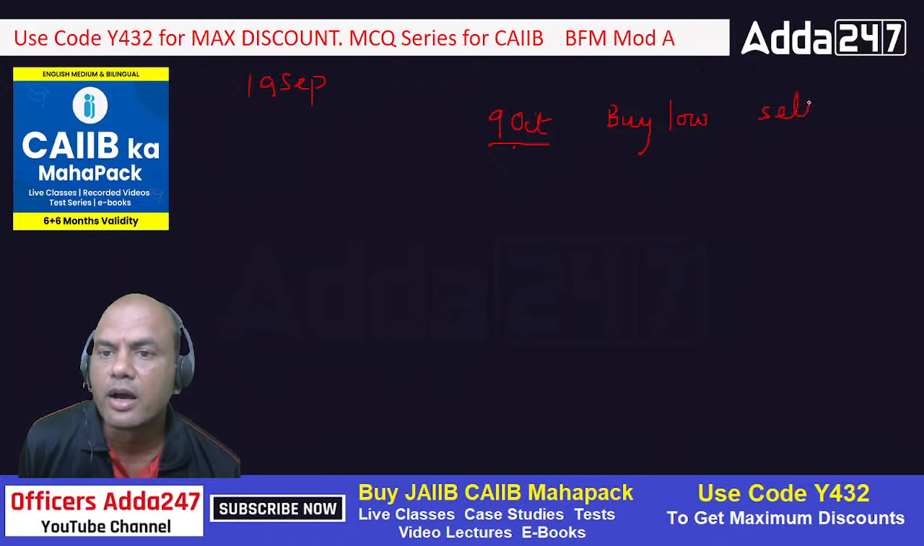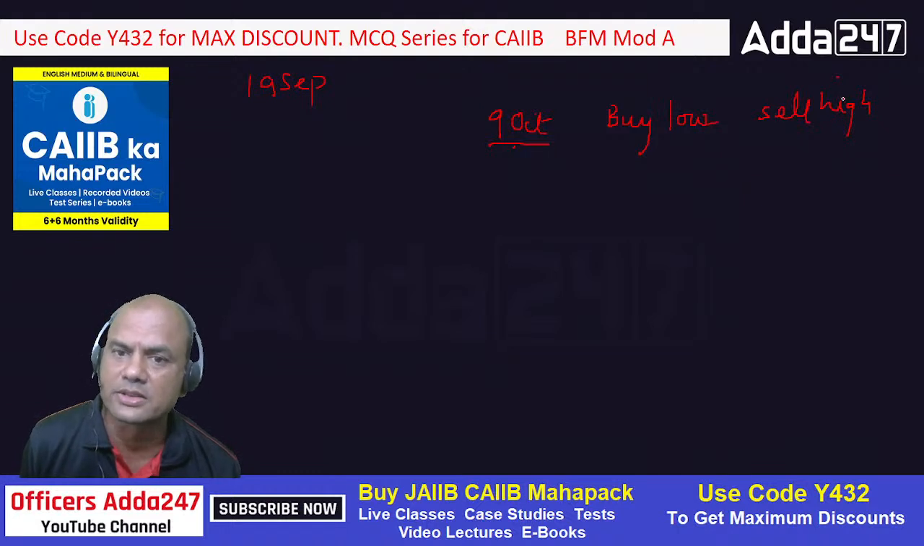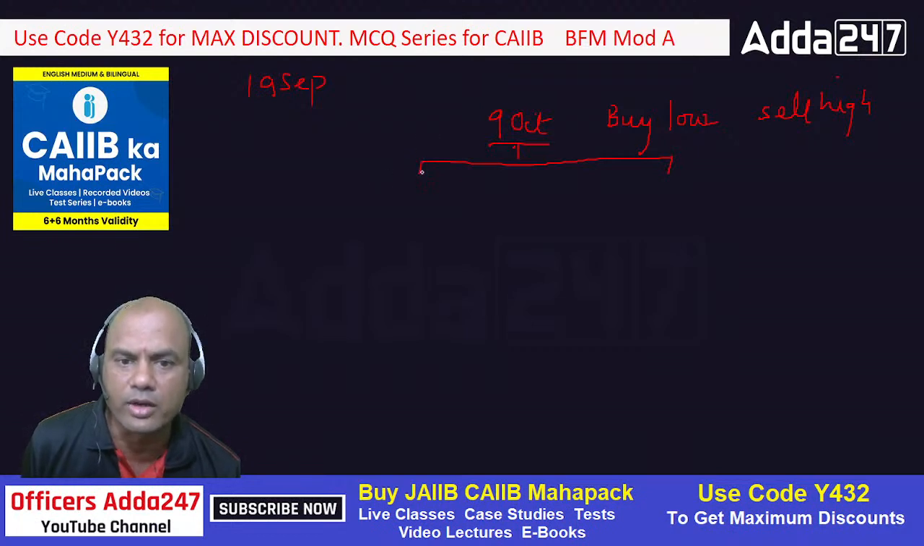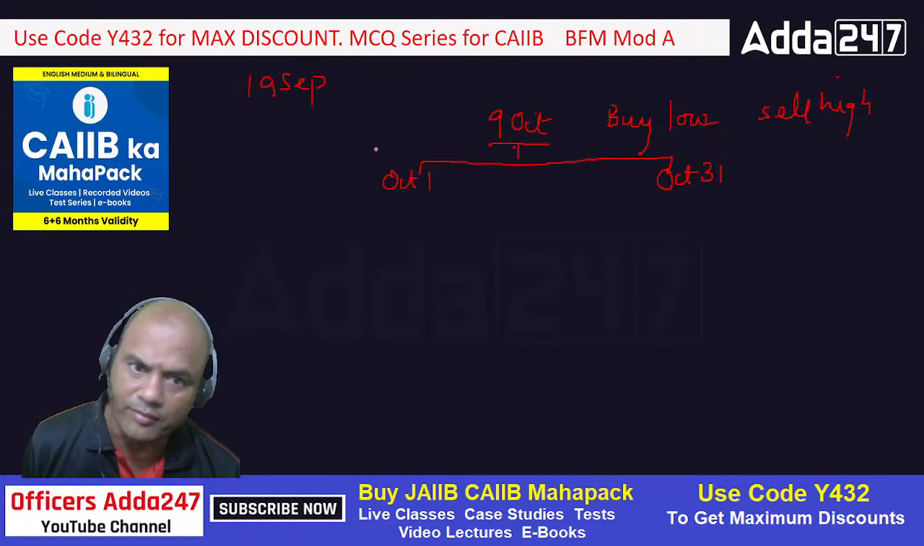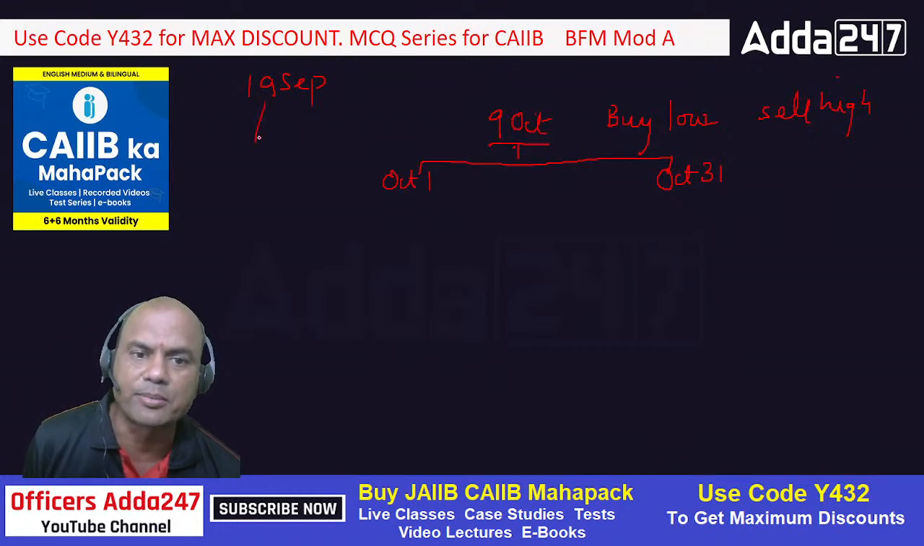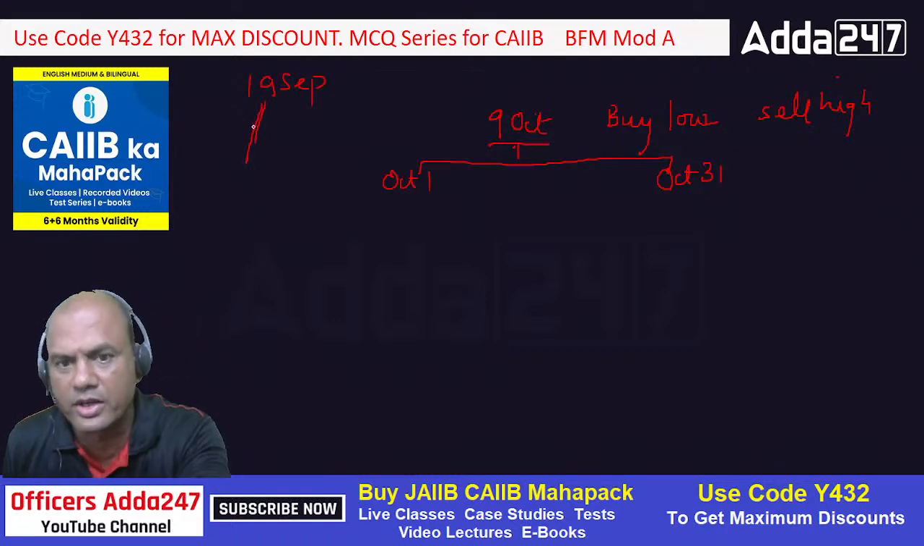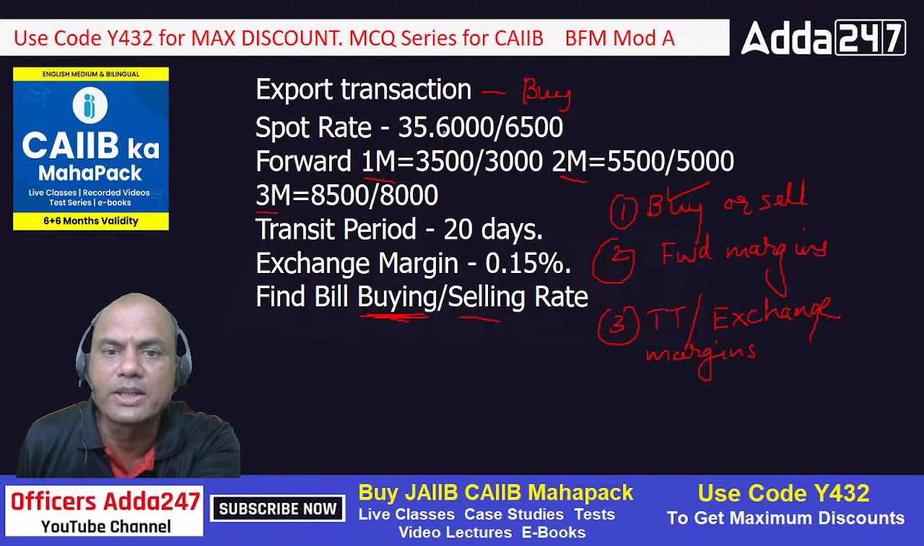So 3500 is the October end rate, 1 month. I'll subtract 3500, but from which rate? I'll subtract it from this rate, 35.6000. So 35.6000 minus 3500. Then I'll get the rate. It will be 35.25. So 35.25 is one rate which I am having.